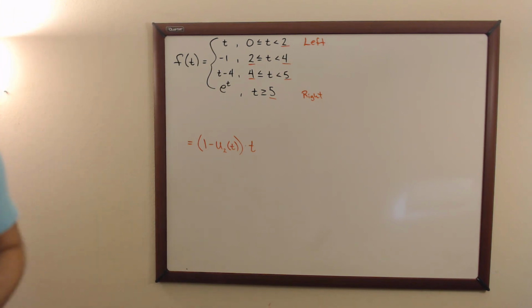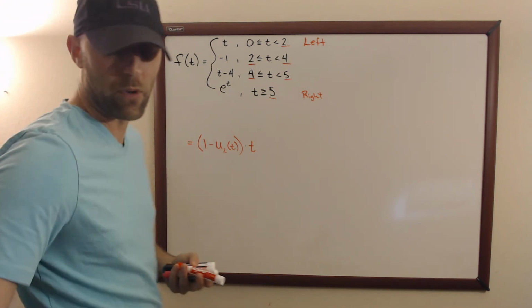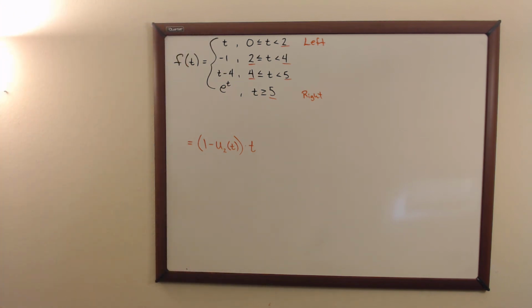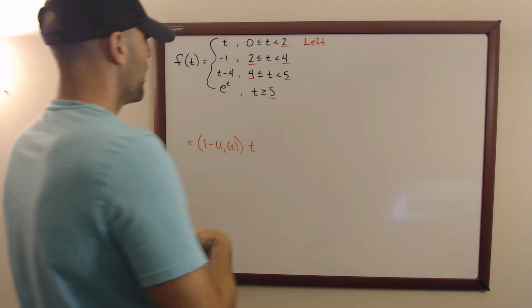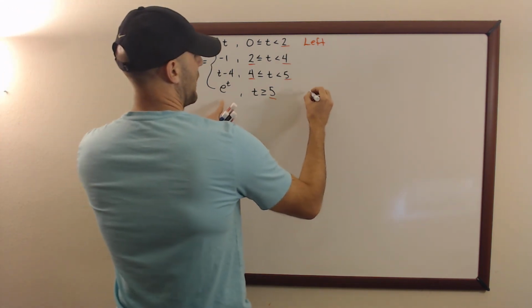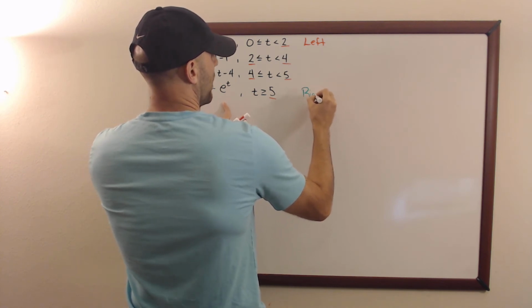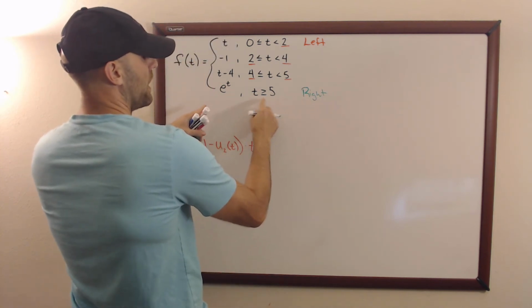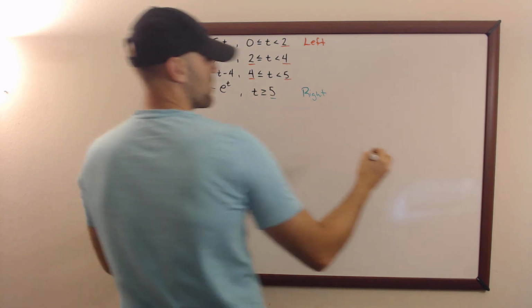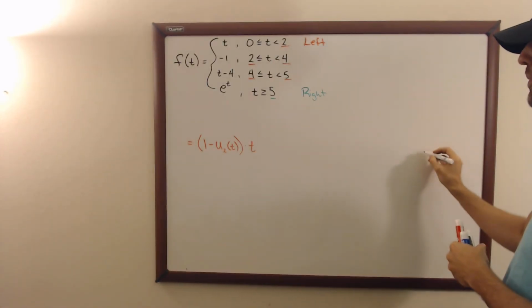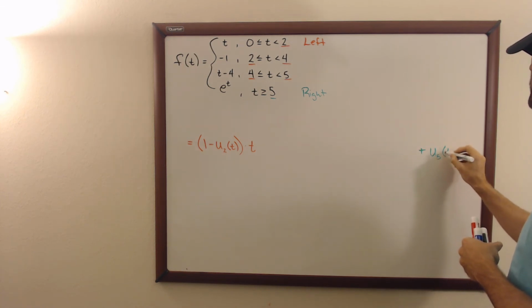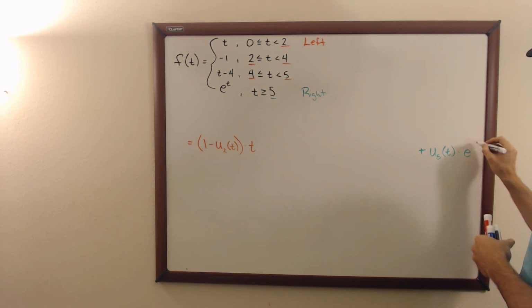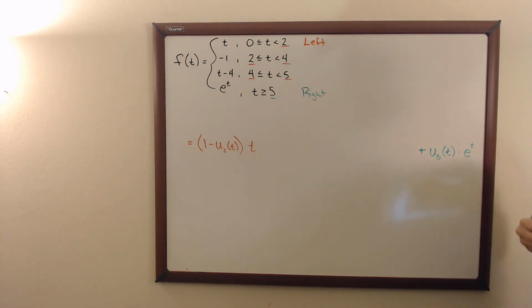My rightmost piece, that's all the way over here. I'll put this in another color. My rightmost piece, look at your key point here, 5. I'm going to put this all the way over here because it's all the way on the right. So plus u sub 5 of t times e to the t. So this is the form for the left piece, and that's the form for the right piece.